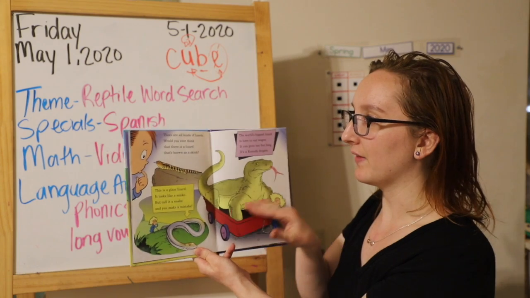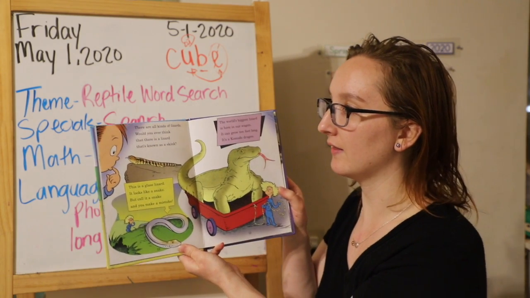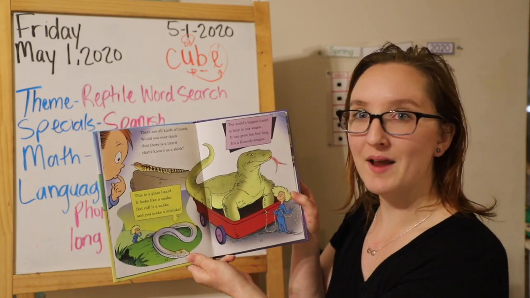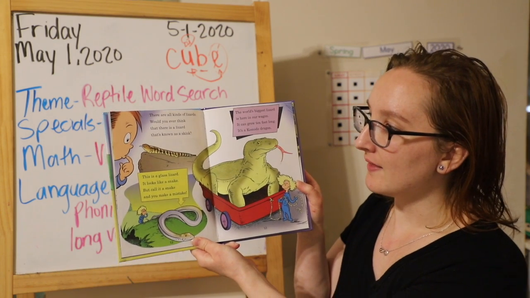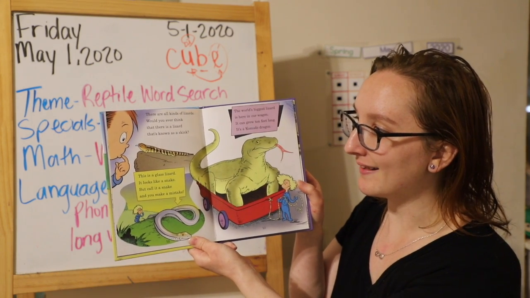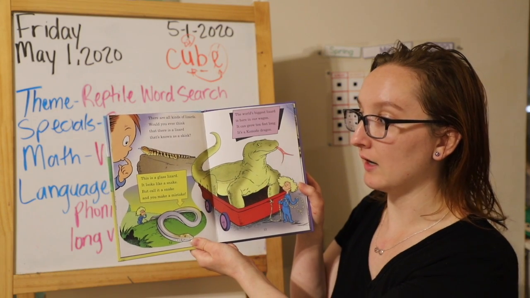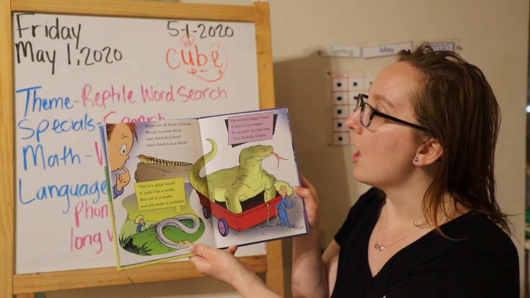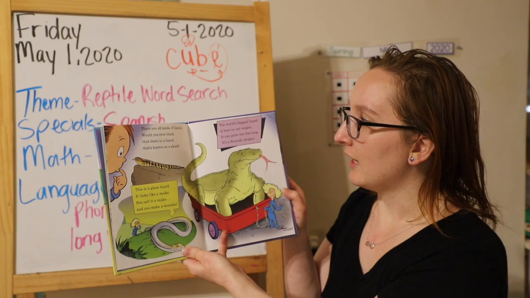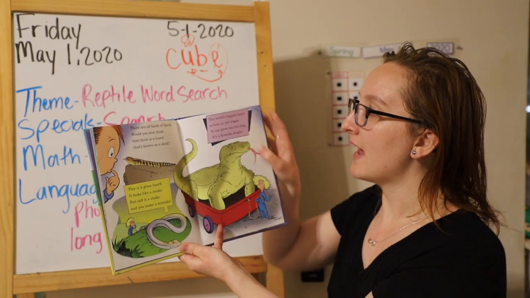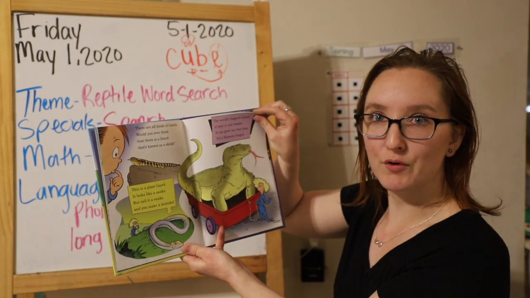There are all kinds of lizards. Would you ever think that there is a lizard that is known as a skink? This is a glass lizard. It looks like a snake, but call it a snake and you'll make a mistake. The world's biggest lizard is here on our wagon. It can grow 10 feet long. It's a Komodo dragon.